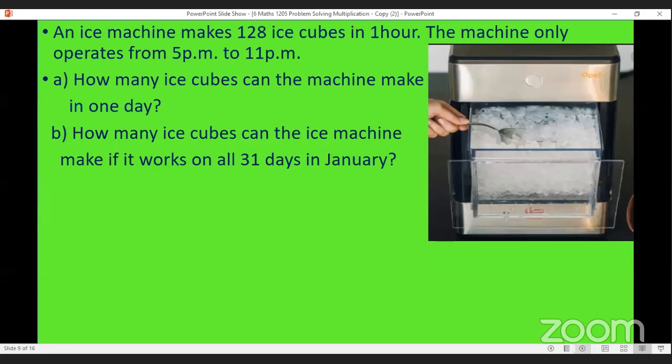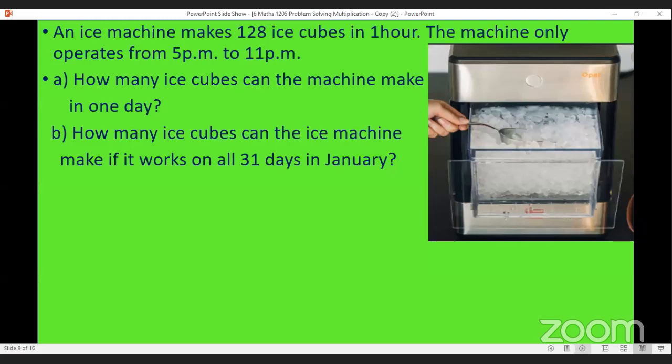So how do we calculate? Remember, we are on multiplication. If you have found 6 hours, then it says the machine makes 128 ice cubes in 1 hour. So for 6 hours, is it going to make more or is it going to make less? So you calculate that one. You can take a screenshot of this one and work it at home.